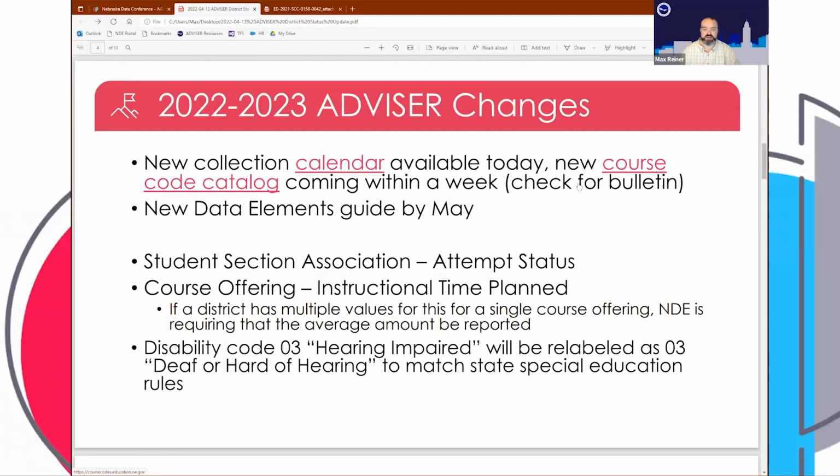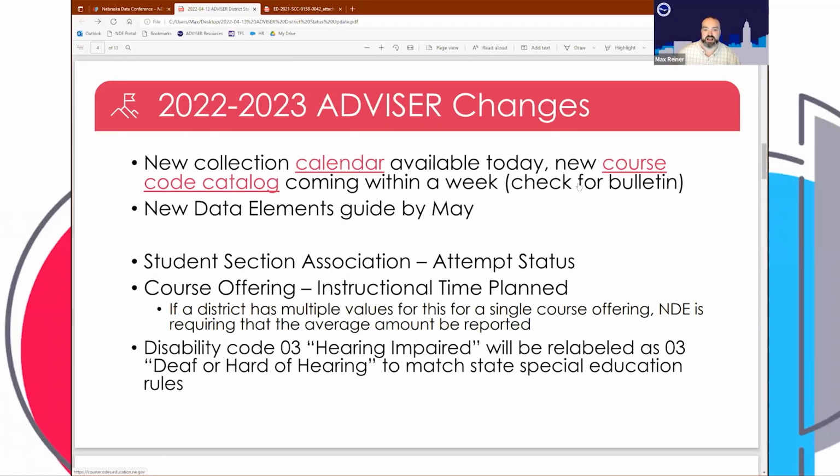All right, so then here's just, I'm listing a couple of things. We've talked about these in previous months. I'm not gonna go over them too much. Student Section Association, the temp status, which lets us know for sure when a student has not completed a course.